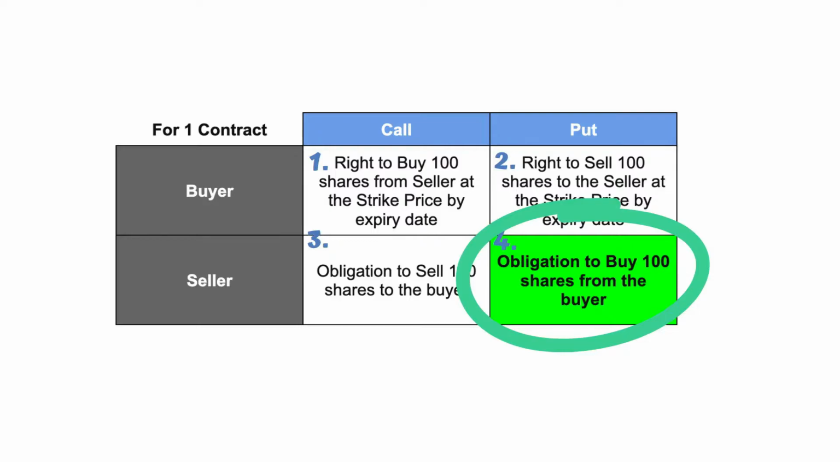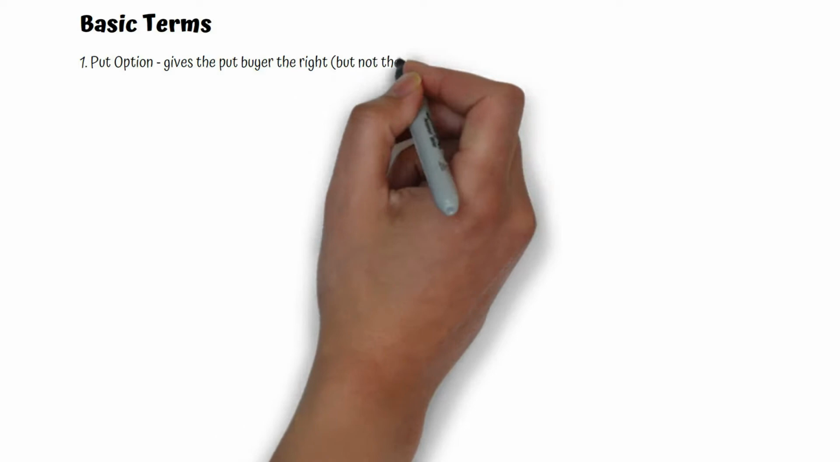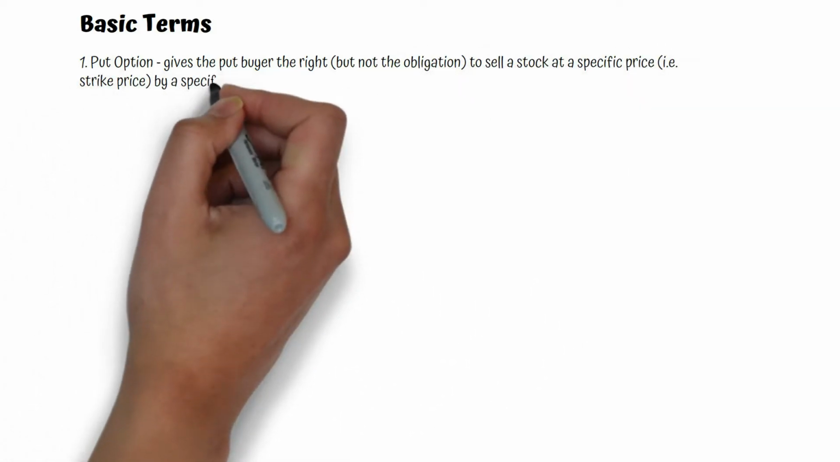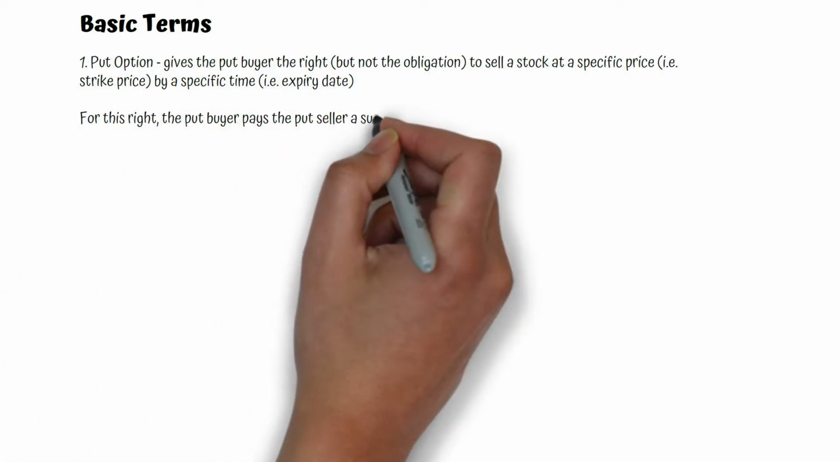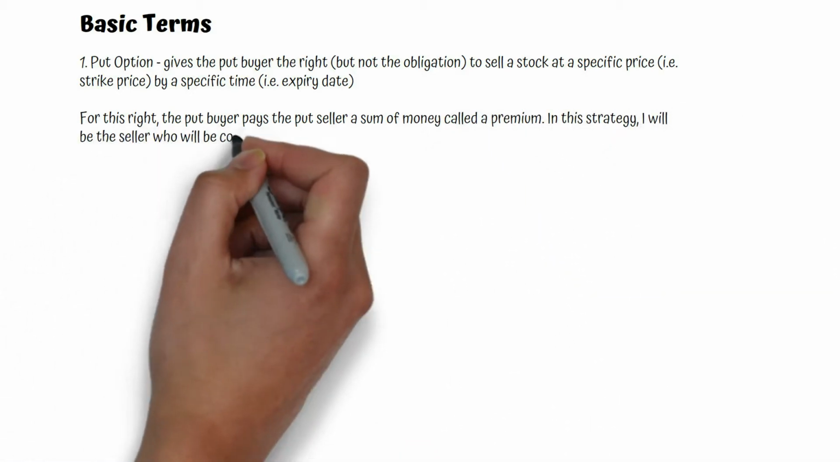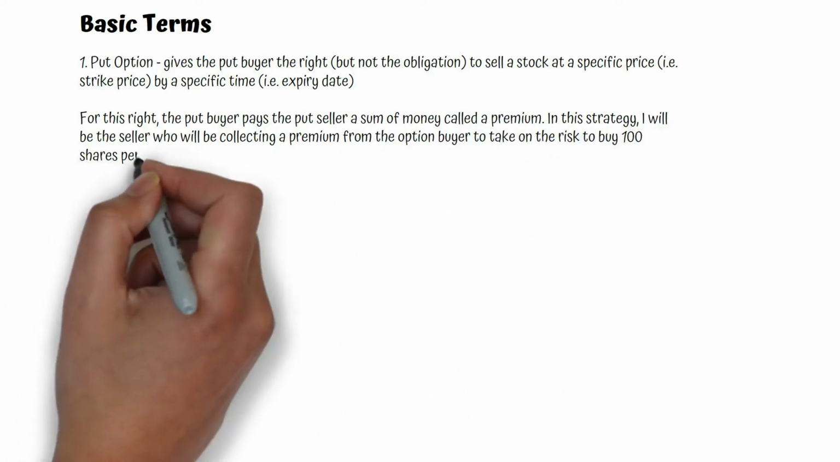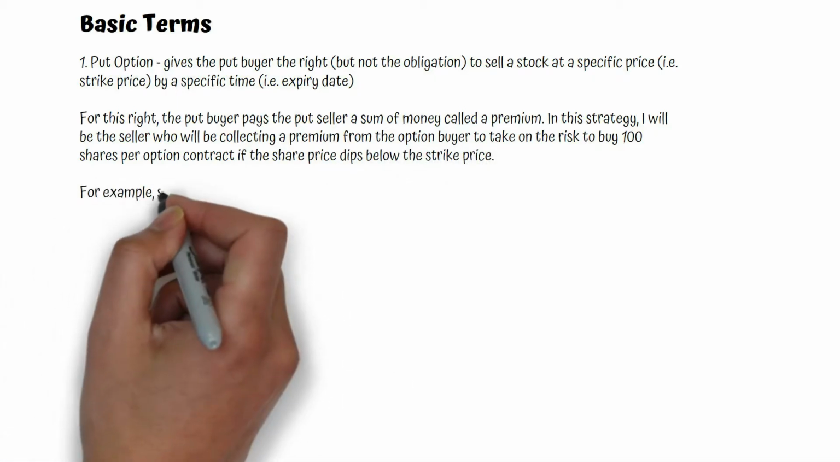Before I go into the details, it's important to go through some basic terminology since I will be using them frequently in this video. A put contract gives the put buyer the right, but not the obligation, to sell a stock at a specific price, i.e. the strike price, by a specific time, i.e. the expiry date. For this right, the put buyer pays the put seller a sum of money called a premium. In this strategy, I will be the seller who will be collecting a premium from the option buyer to take on the risk to buy 100 shares per option contract if the share price dips below the strike price.